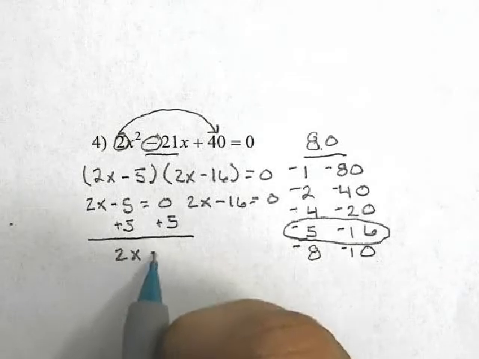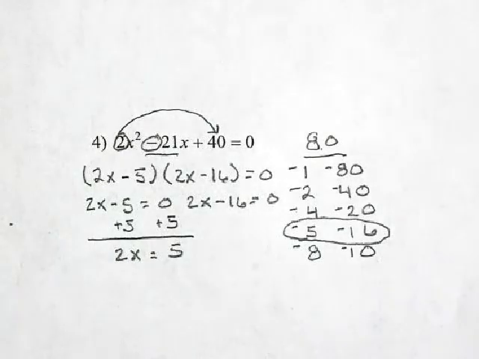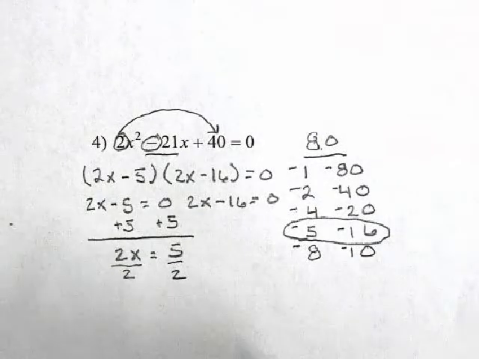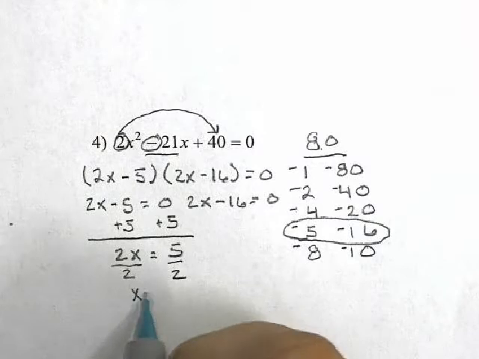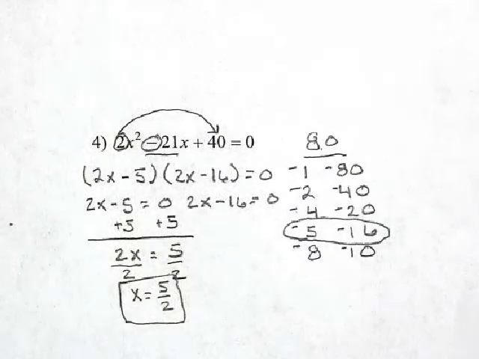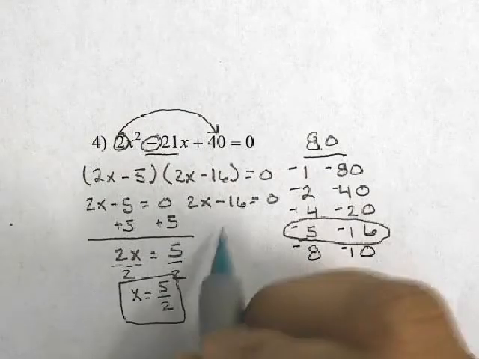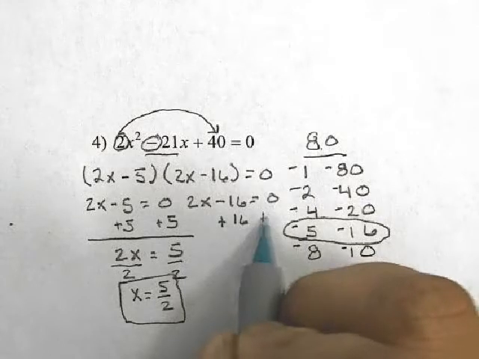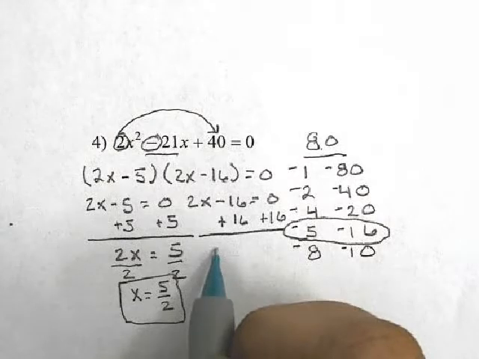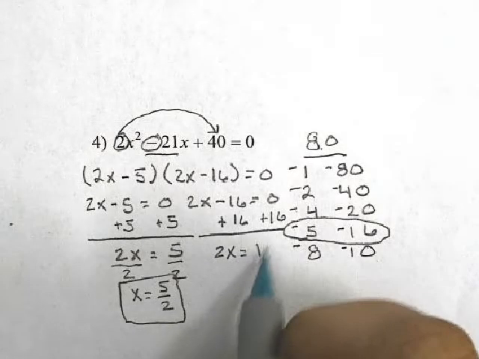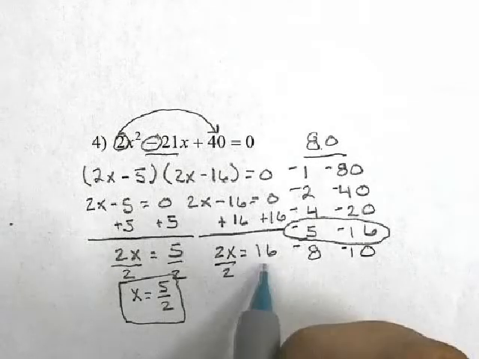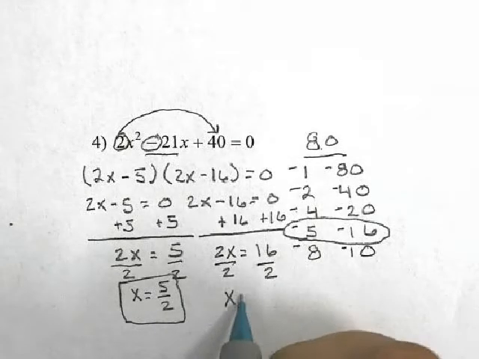So we have 2x is equal to 5. Divide both sides by 2, and you get x equals 5 over 2. Now, solve the next one. Add 16 to both sides. So we get 2x is equal to 16. Divide both sides by 2, x equals 8.